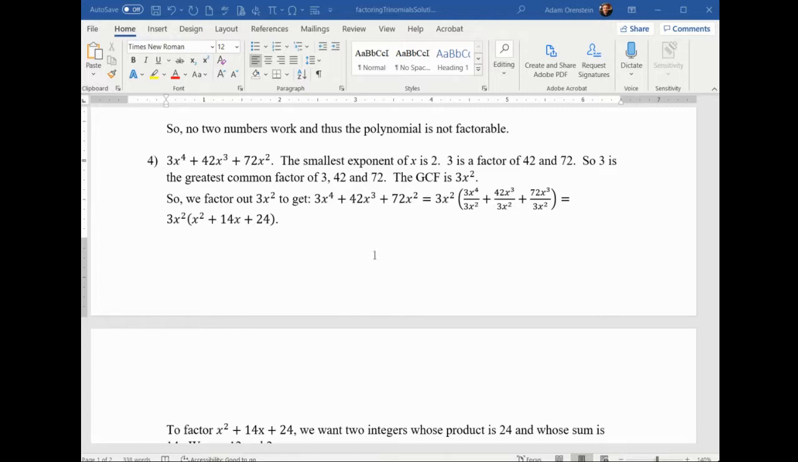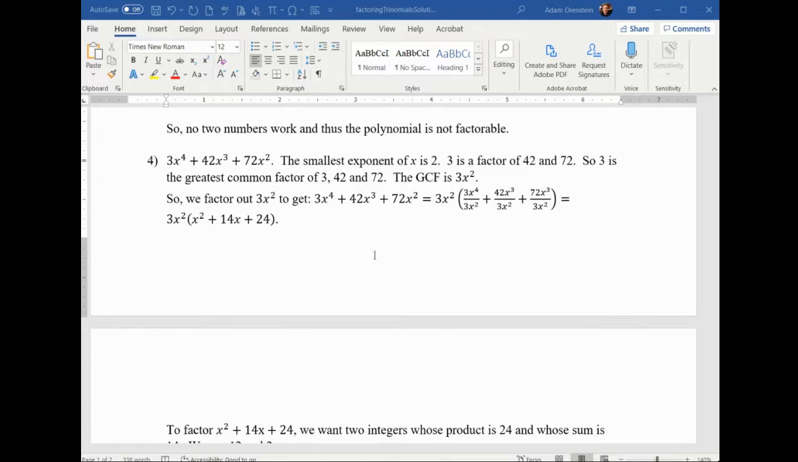Now 3, the leading coefficient here, has only the factors 1 and 3, right? 3 is a special kind of number. It's what we call prime. Its only factors are 1 and itself. Integers greater than 1 that have that property are prime. But 3 is a factor of 42 and 72. So the greatest common factor among the coefficients is 3, and so the GCF is 3 times x squared.